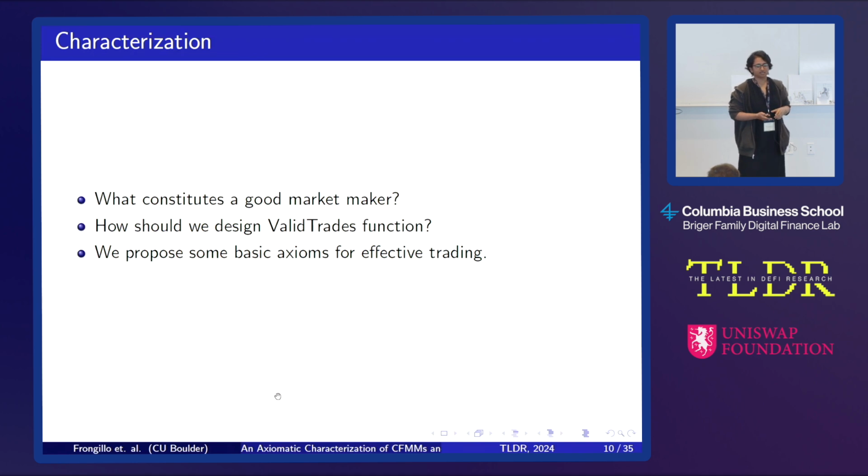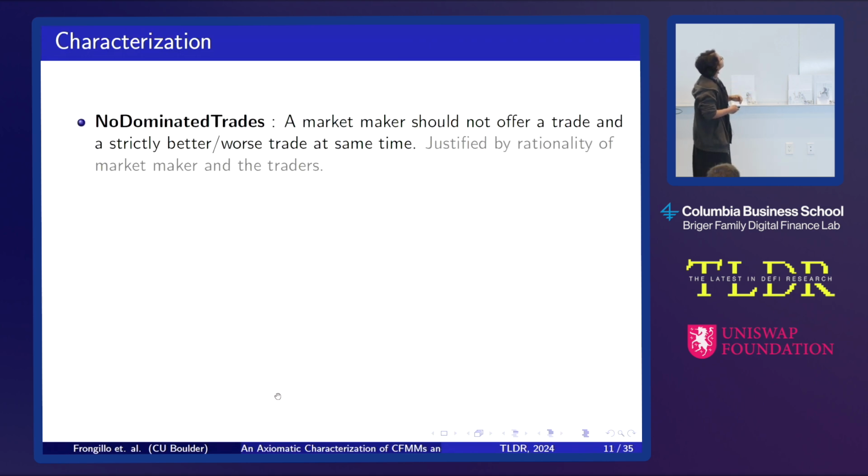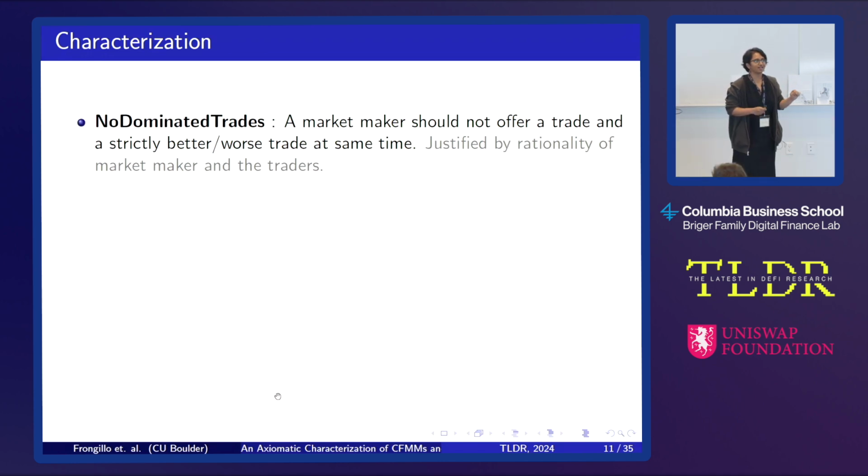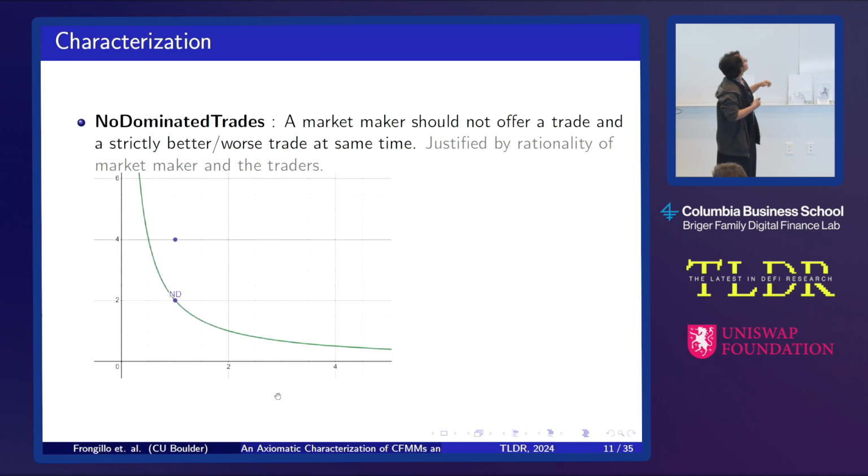And we start by proposing some basic axioms for effective trading. So the first axiom is called no-dominated trades. It says that a market maker should not offer a trade and also a strictly better-off trade and a worse-off trade. Why? Because a rational player would not choose the worse-off trade if given a choice. And this is justified by the rationality of the trader.